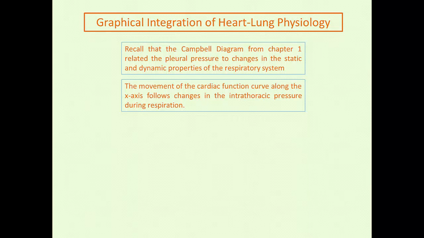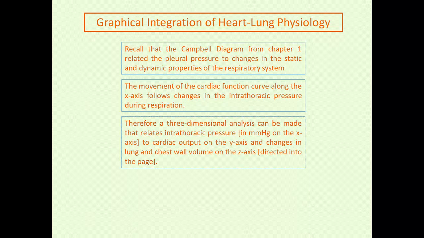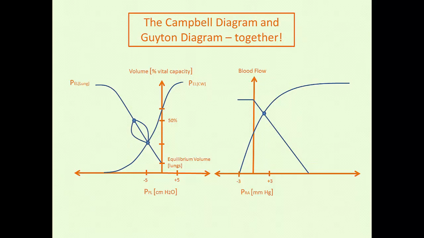And as I mentioned, the movement of the cardiac function curve along the x-axis follows the changes in the intrathoracic pressure during respiration. And therefore, a three-dimensional analysis of intrathoracic pressure to cardiac output can be made. So if you keep the Guyton analysis on the XY axis and you put the Campbell diagram on the XZ axis, which is directed into the page, you get it. And this is what you get.